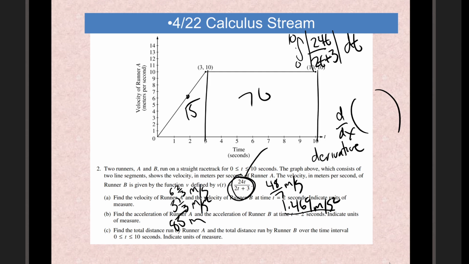And anytime you see distance traveled, which distance run is distance traveled, put absolute values in there just in case. It looks like this one wasn't evil, so it would have never given us a negative. You'd get the same answer either way. But it's good to be safe.